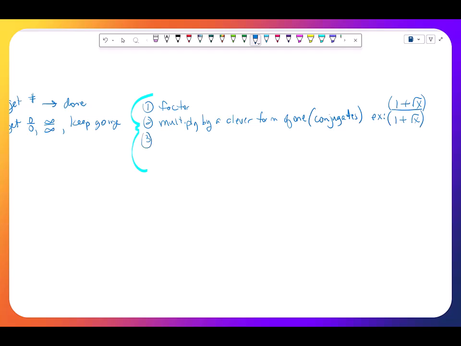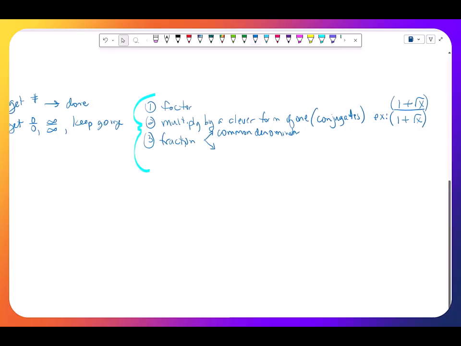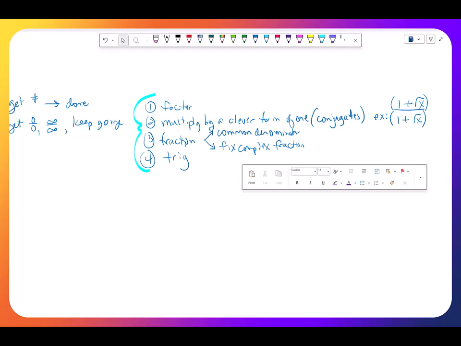Maybe you need to multiply by something like that. Something that would help your situation out. The third thing that you should try is, if it's a fraction, there are really 2 ways to go with that. If there are multiple fractions, you might try to get a common denominator and add them together or subtract. Or if it's a complex fraction, you would fix the complex fraction. Sometimes that fixes all our problems. And the fourth thing you might try, if it's trig, you would probably want to try some trig identities.